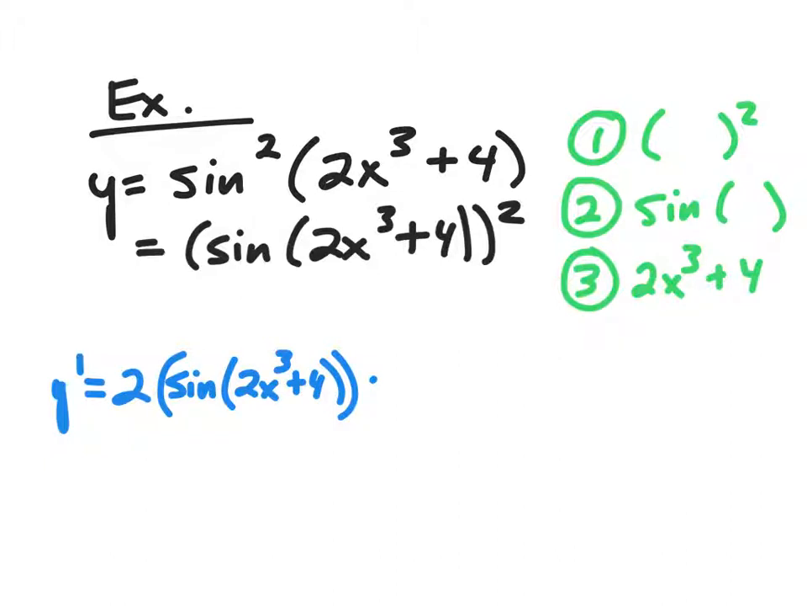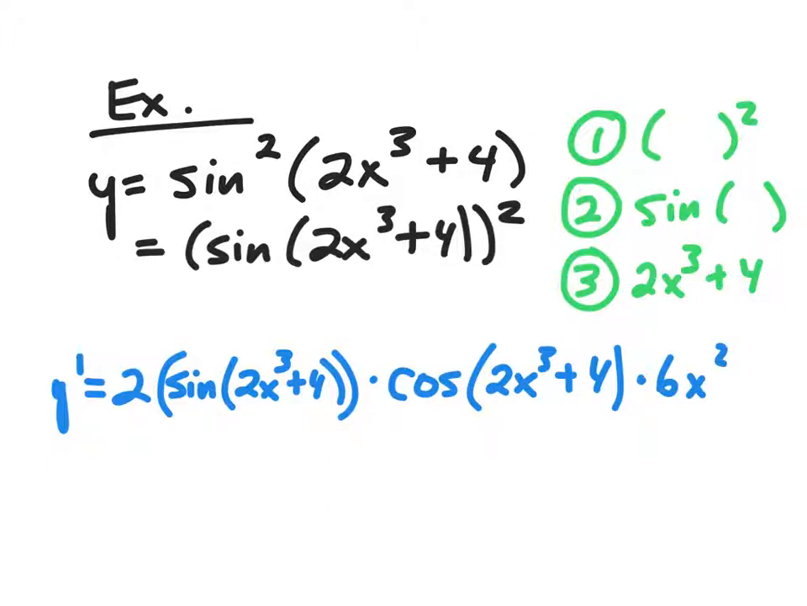Then I can go back and multiply by the derivative of layer 2, which is the middle layer, the sine of the parentheses. Derivative of sine is cosine. Again, keeping the inside intact. I haven't actually gotten to the very inside yet. Then I'm going to go back and multiply by the derivative of the third layer, which would be that 2x cubed plus 4. The derivative of 2x cubed plus 4 goes to 6x squared.